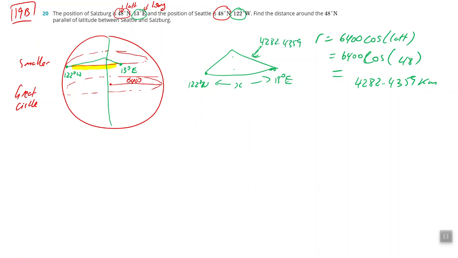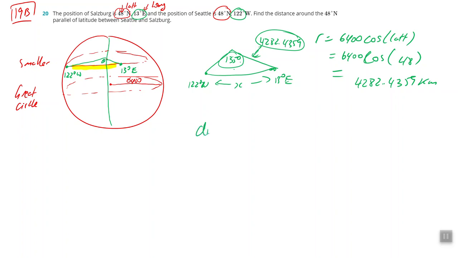Okay. Now we know that this is 4282.4359. The angle between the two locations, theta, would be, but since one is west and one is east, you just add the angles, okay? So 122 plus 13 should give you 135. So this is 135 degrees, the angle between two countries within the same small circle. So I've got the elements I need to calculate the arc, because I've got the angle and the radius. That's all I need. So let's go ahead and do it.